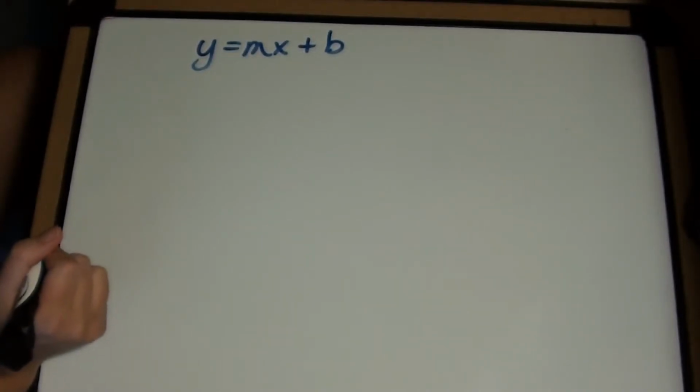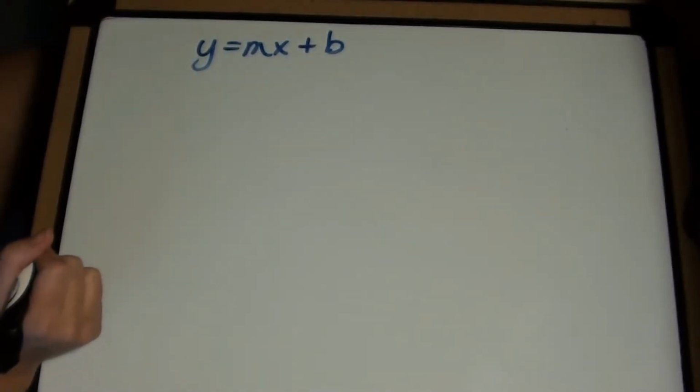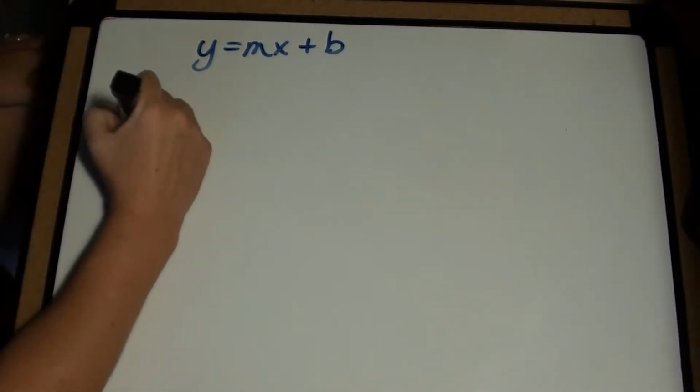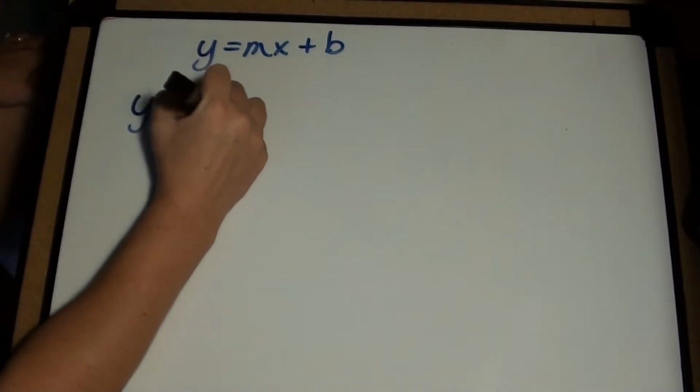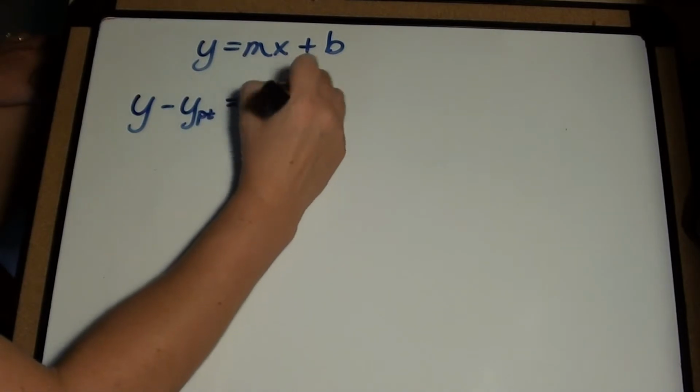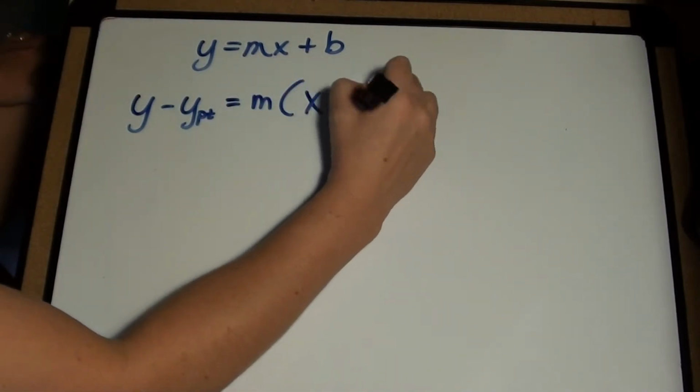Similarly, when you have point slope form, when you look at the equation, you would be able to find the slope right away and you'd be able to find some type of point right away. And how that looks is like this: y minus the y point equals m times x minus the x point.